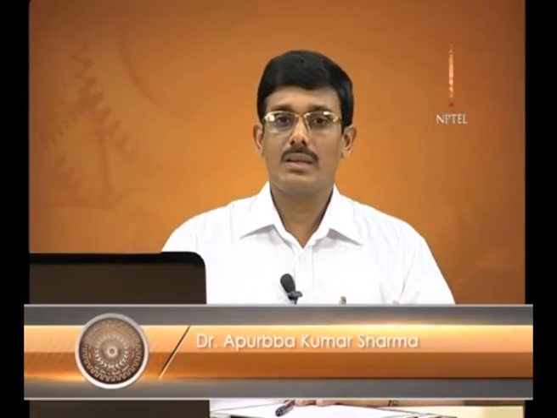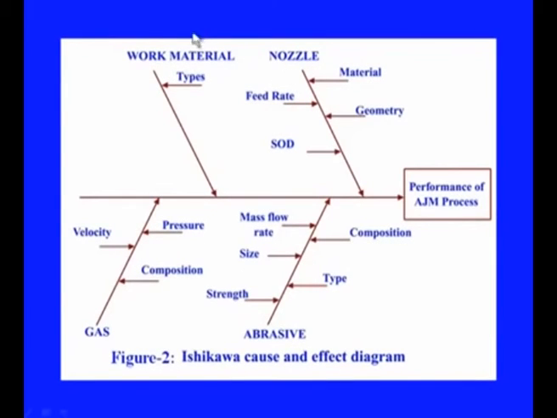The process parameters in abrasive jet machining can be grouped into 4 major categories. As usual, an Ishikawa cause and effect diagram is constructed, and it depicts the effect of various process parameters on the accuracy and quality of the machined products by the abrasive jet machining process. Here, these 4 categories are like work material based parameters, that is mostly the type of the work material, which is basically a brittle material.